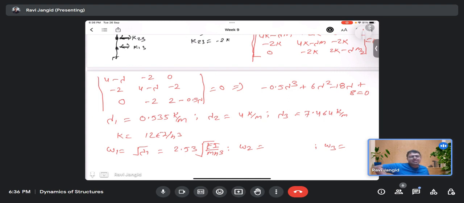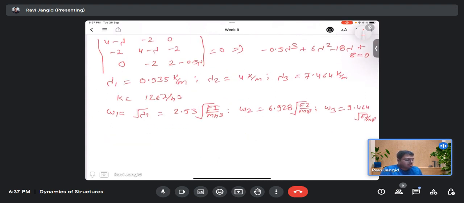Anyone with the omega 2 and omega 3? So that we are getting, it is omega 2 as 6.928 or 6.93, you can write it, EI by mh cube, and that will be the 9.464 EI by mh cube. Okay, now we need to find out the mode shapes.